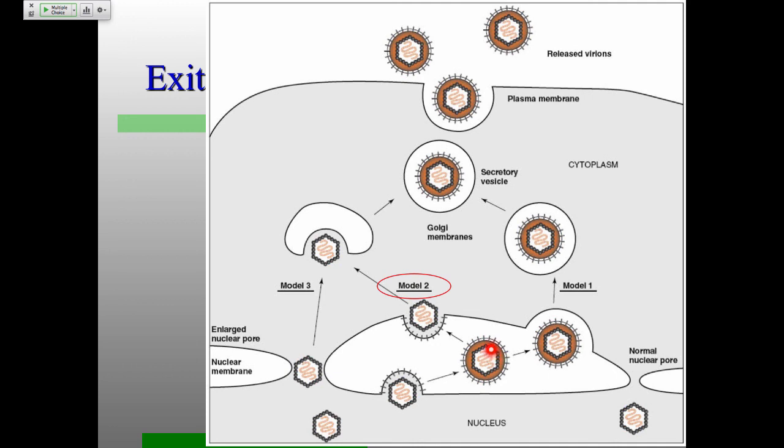The problem is when you look at cells infected with these viruses, you see all kinds of different things. You see these nucleocapsids getting exported, sometimes passing through the nuclear membrane, being released on the outside, and then finally getting out through these secretory vesicles. Most people think that model 2 here, where you actually pick up the tegument proteins and they hang on as they're going through this process, kind of like what you're asking about, Peter, with the tegument proteins bound on the outside, seems important for getting these tegument proteins all the way up.